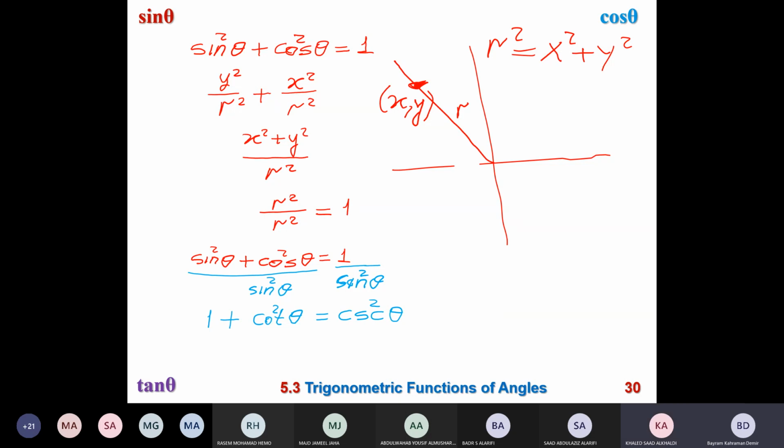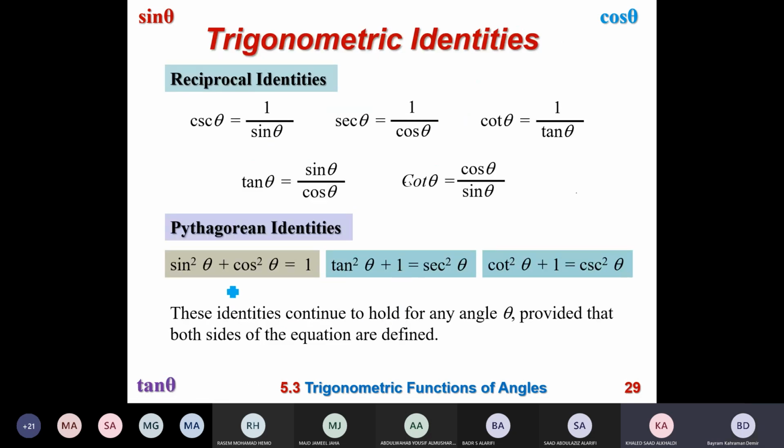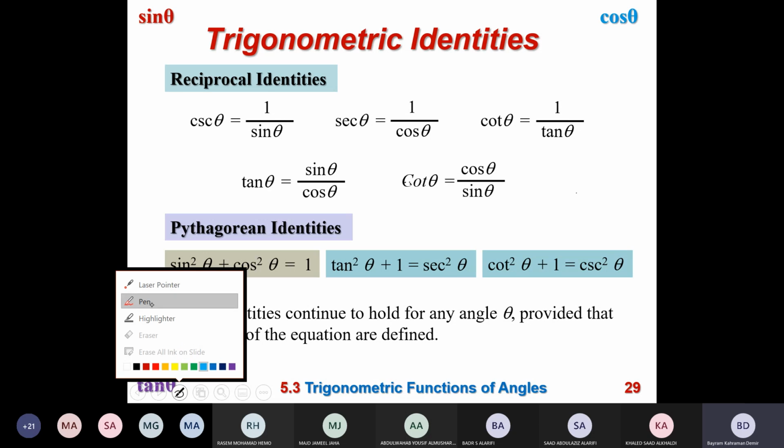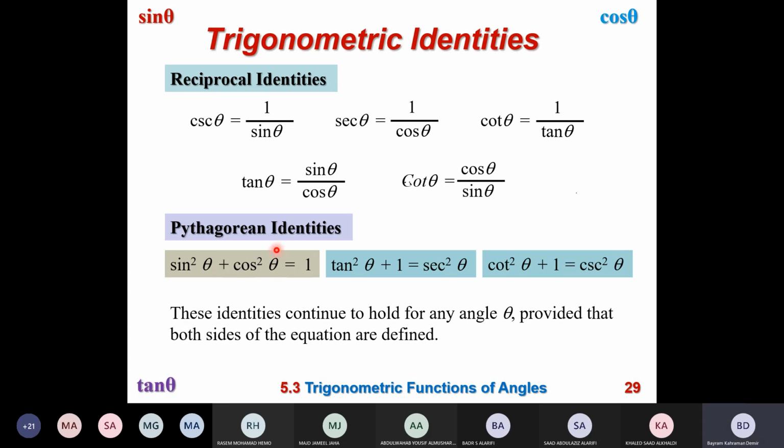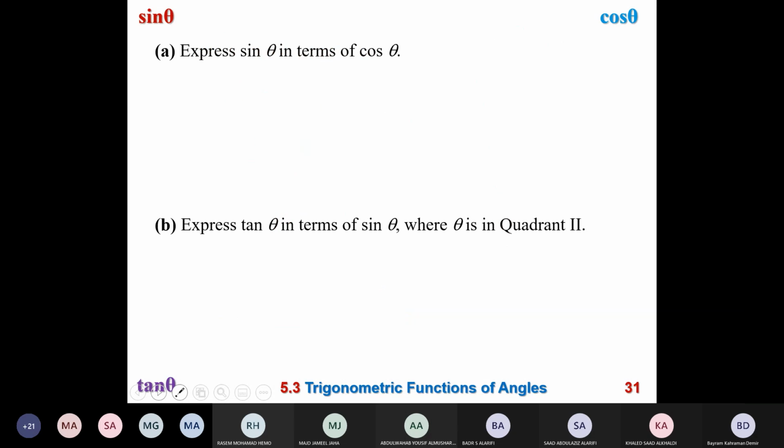So the third one comes when we divide by cosine square. You see, I get it now. It's clear. You see how nice it is? The first is the most important one. Simple and the most important. The second one and third one come from the first one. You understand the rule of this game? Very good. Now, let's look at the questions, practice.